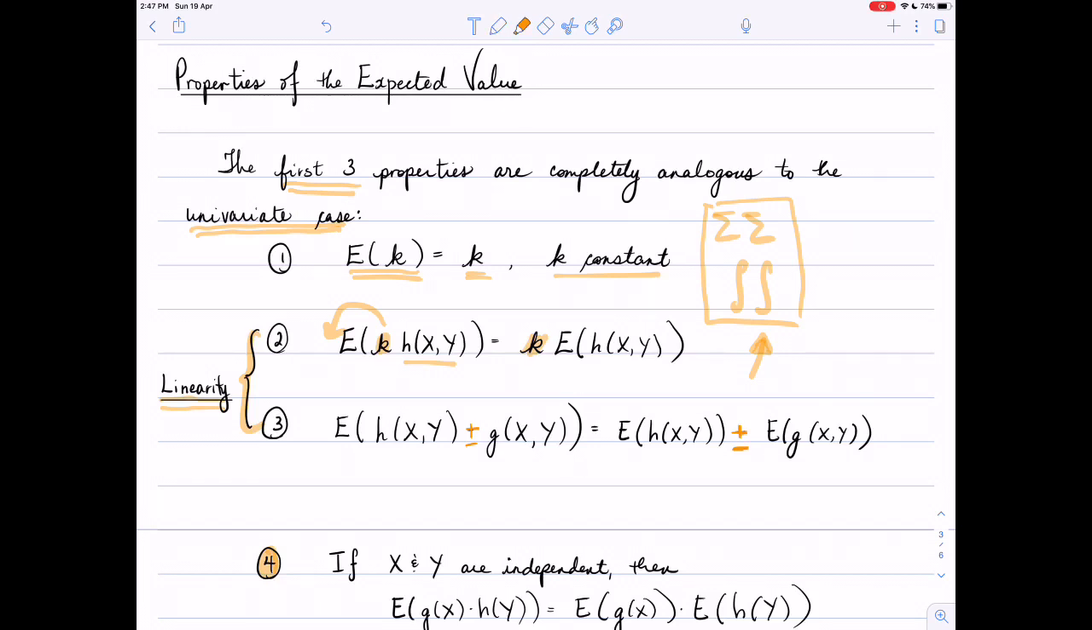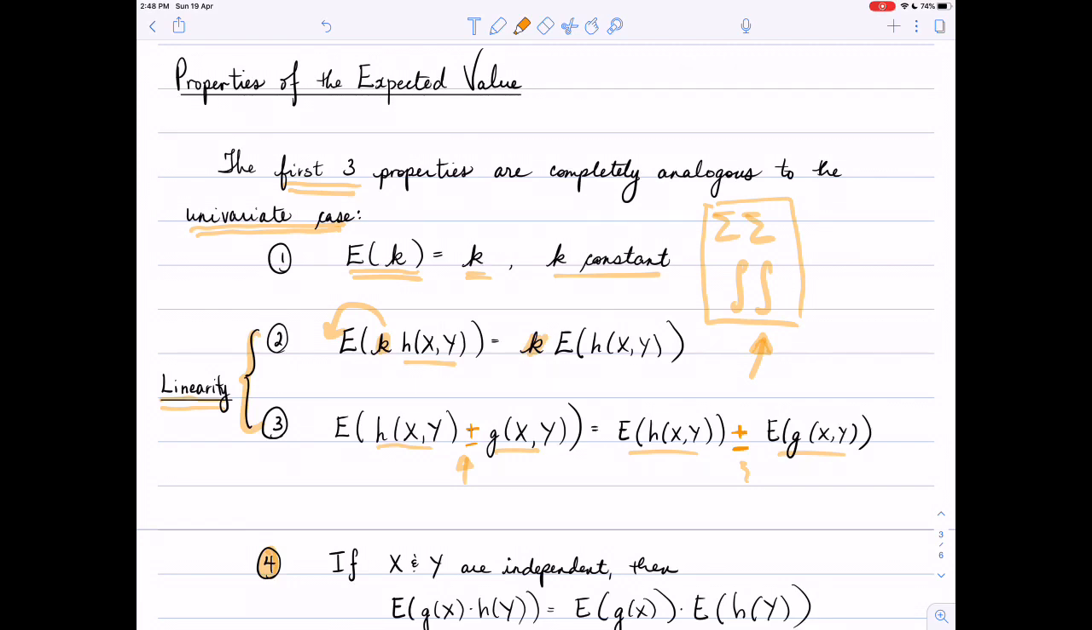So it should come as no great surprise. Great Expectations was going through my head. Very strange that. So no great surprise that you can split up the expected value over a plus or a minus. So the expected value of h of x, y plus or minus g of x, y is the sum or difference of the two expected values.